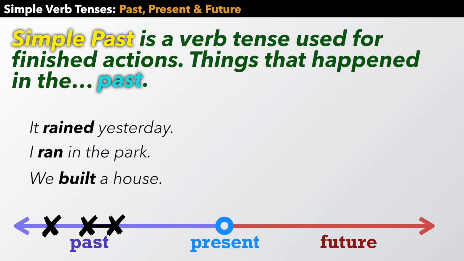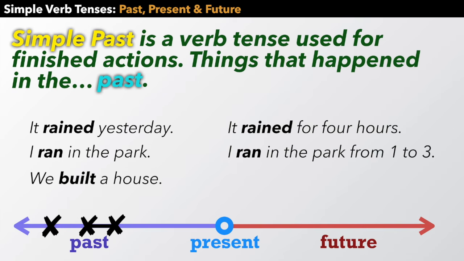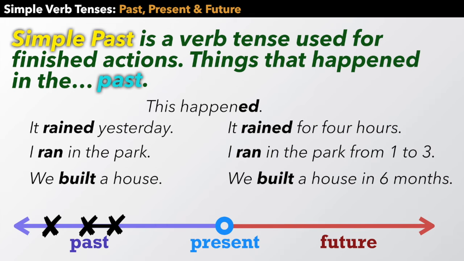It could also be something that has a definite beginning and end in the past. It rained for 4 hours. I ran in the park from 1 to 3. We built a house in 6 months. The beginning and the end were both in the past. This happened.